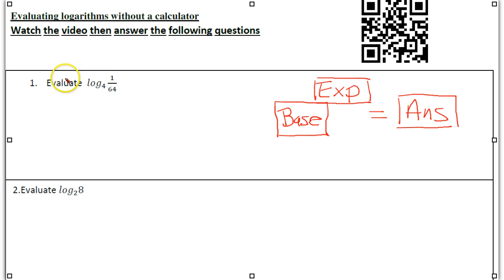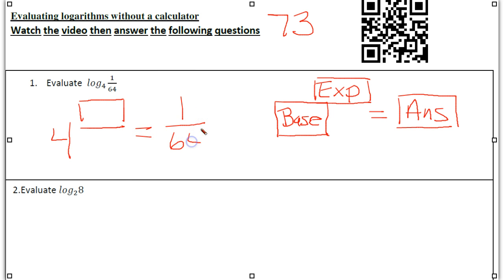Now, for example 1 here, and we are on page 73, they want us to evaluate now a log. Well, often the easiest way to do this is to convert it into its exponential form. So here we know our base is going to be 4, and we're going to raise 4 to what exponent to get the answer of 1 over 64.